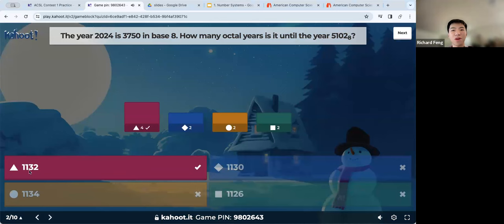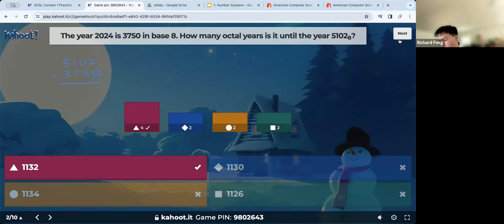Okay, so this problem seemed a bit more tricky than the last one, so I will talk about it. So basically, what it's asking is we want to subtract 3750 from 5102 in octal. So we are dealing with subtraction in base 8, which is slightly different from subtraction in base 10.